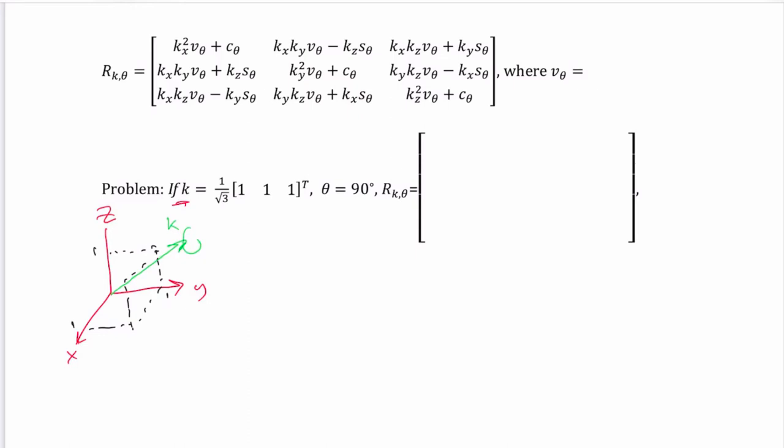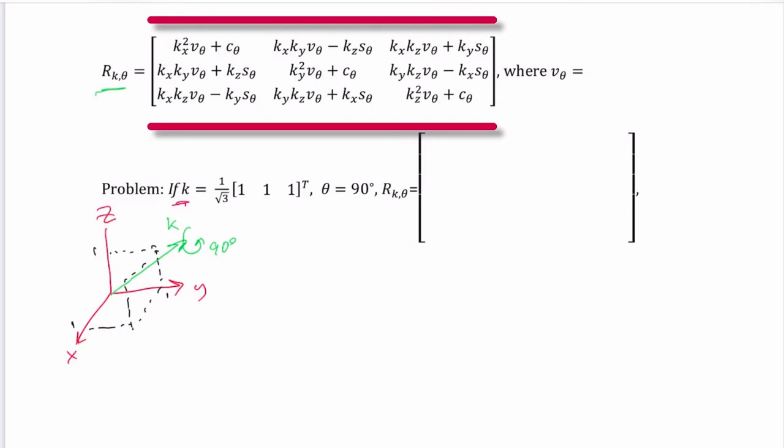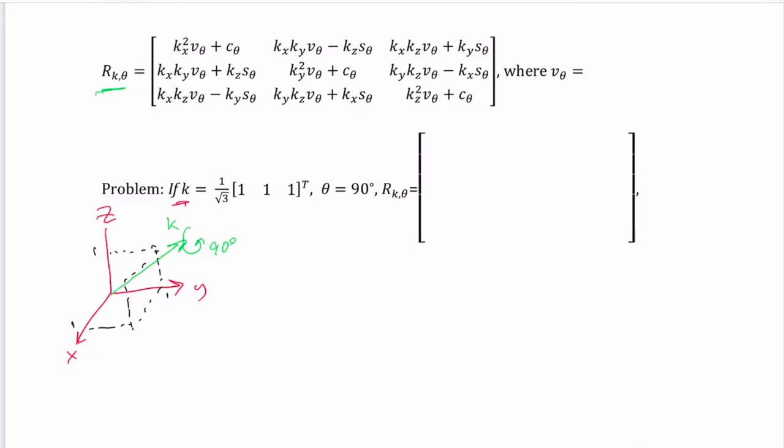And so I've copied over the definition of the axis angle notation. And just remember that this v stands for 1 minus the cosine of theta. Now if we're at 90 degrees, the cosine of 90 degrees is equal to 0. That's going to simplify a lot of things in this expression, so I can cross those out. That means that the sine of 90 degrees is equal to 1. And then the versine is going to also be 1. And then our remaining terms are just going to be 1 over the root of 3.